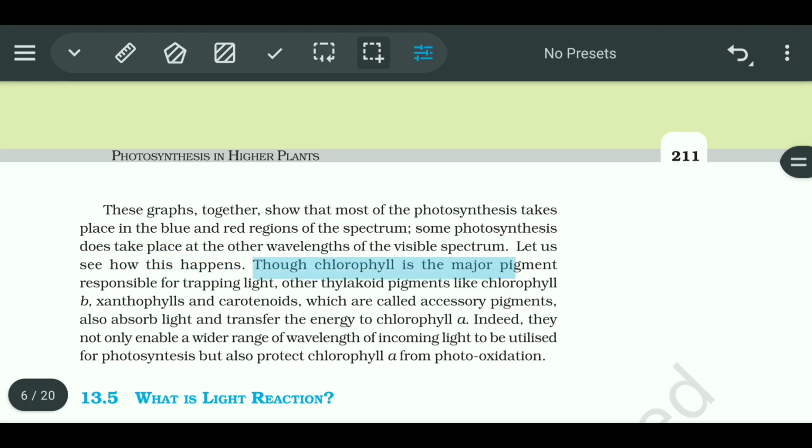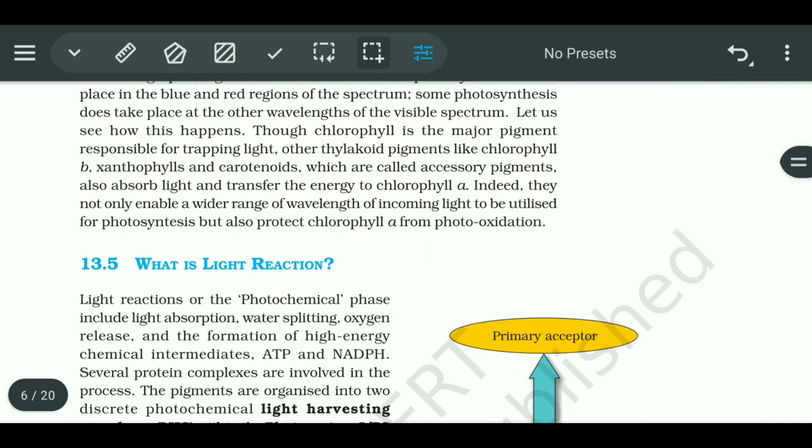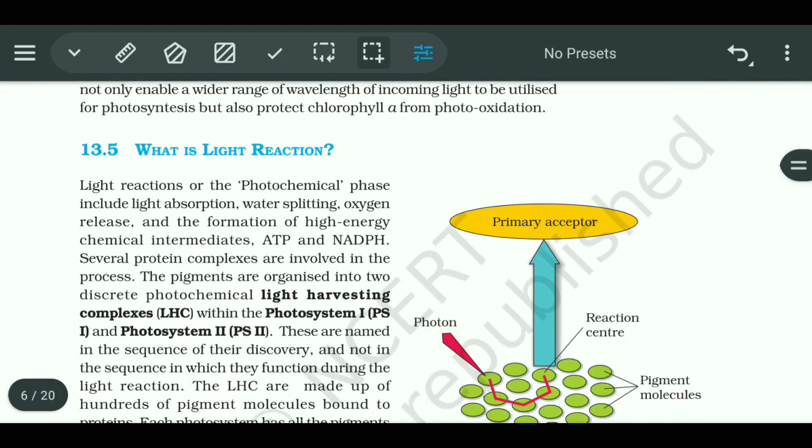Though chlorophyll a is the major pigment responsible for trapping light, other thylakoid pigments like chlorophyll b, xanthophylls and carotenoids, which are called accessory pigments, also absorb light and transfer the energy to chlorophyll a. Indeed, they not only enable a wider range of wavelengths of incoming light to be utilized for photosynthesis, but also protect chlorophyll a from photo-oxidation.